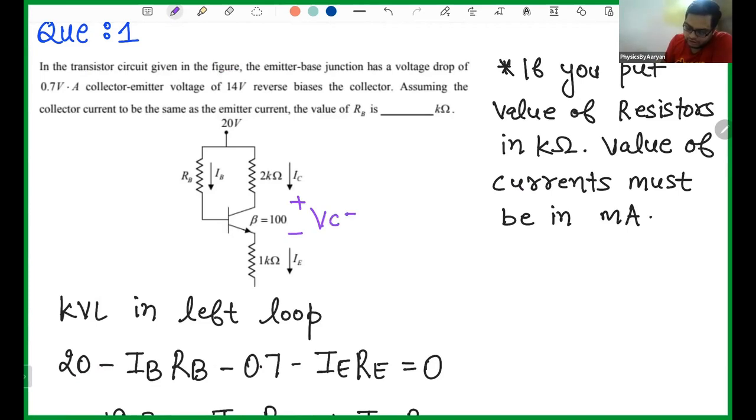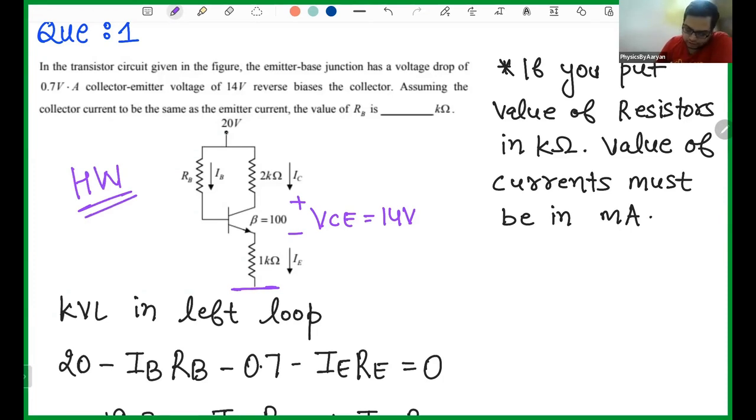So VCE is given to you as 14 volts, and this is ground. The image is a little cut, but this is ground. Okay. So basically they are asking how you will find R, and this is your homework. Now you have to do nothing else.